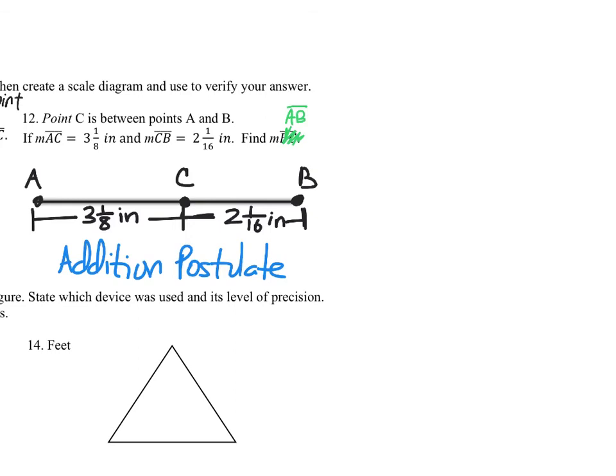Especially in this case, because some of us would have gone home and been like, all right, I guess BC is 5 3/16. Sounds about right. I guess he's a teacher, I'm sure he's right. But no, that would have been horribly wrong. That would have been terrible. So, addition postulate, we're adding AC and CB.